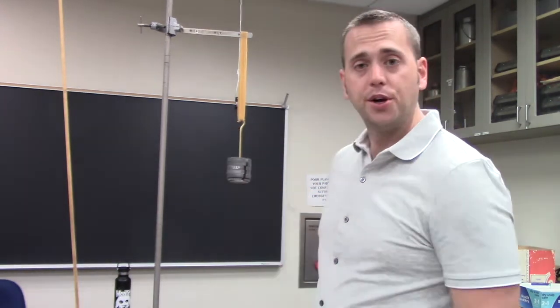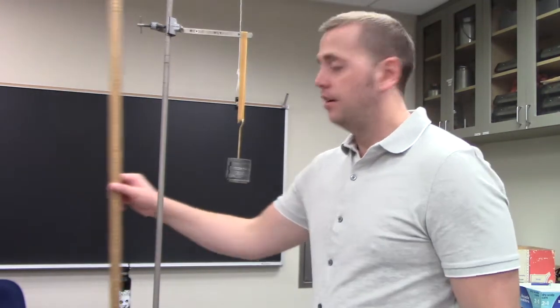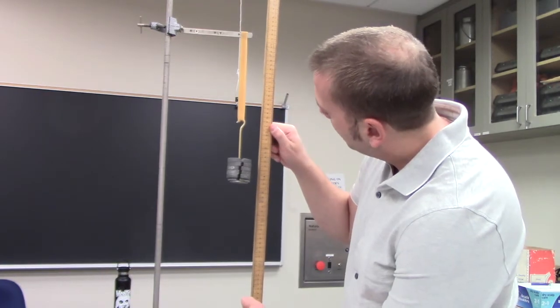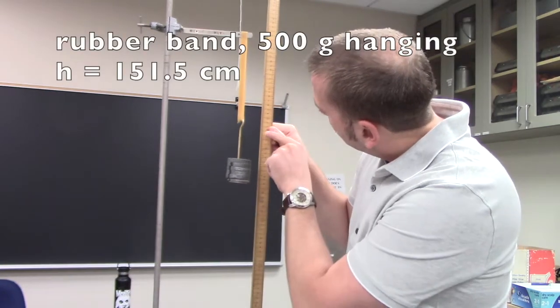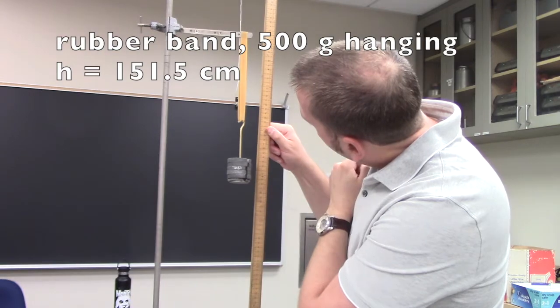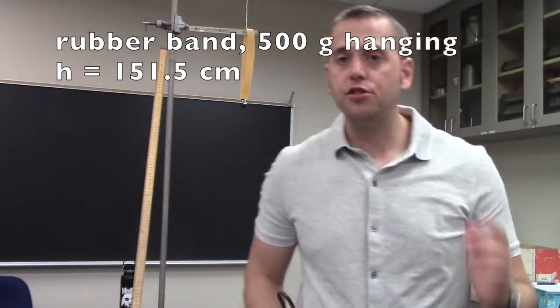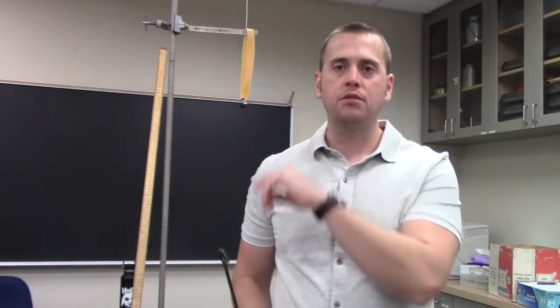And barely anything happened. You see that? It did stretch out a little bit. So what we will do is measure that height once again from the floor to the bottom part of the rubber band. And what we're getting is 151.5 centimeters this time. Okay, so we just did 500 grams hanging from the rubber band.